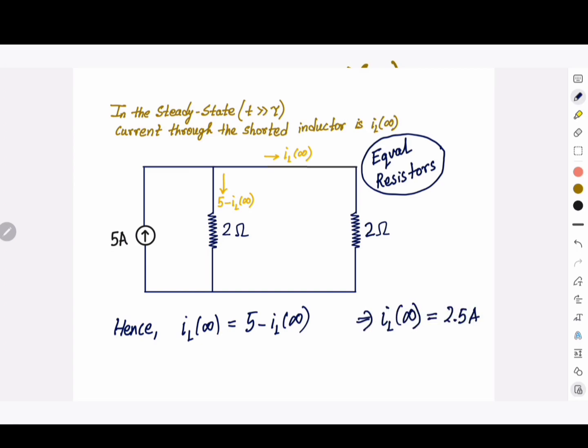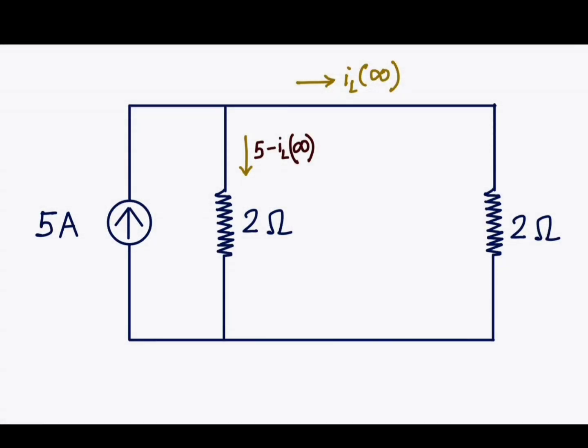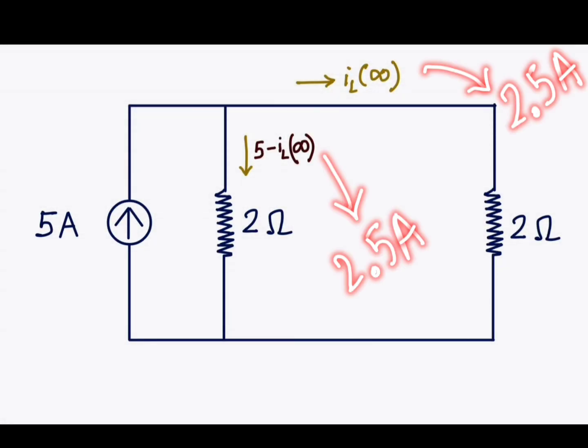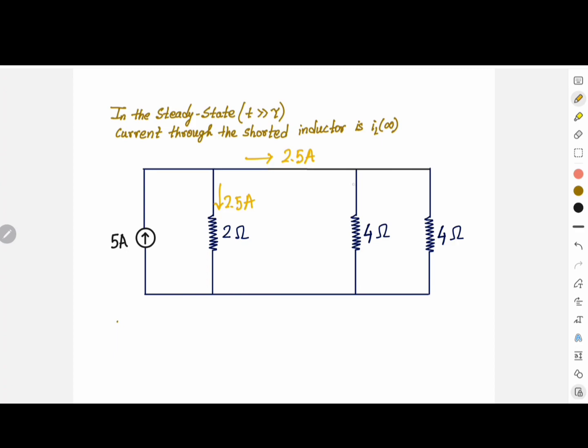It means for equal resistors in parallel, current will be divided equally in each branch, where each branch contains the 2 ohm resistor. Further, this 2.5 ampere will be divided equally between the 4 ohm resistors.